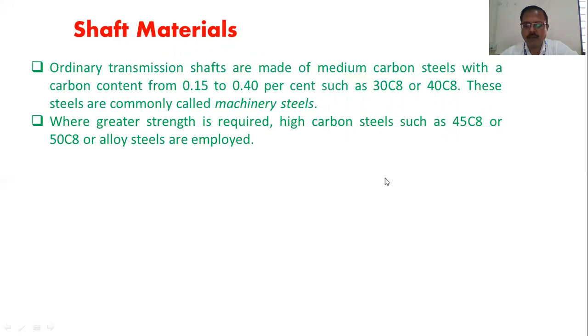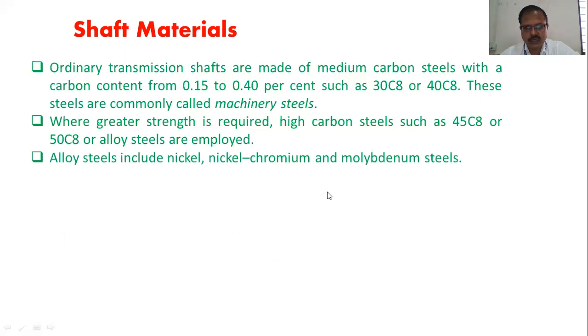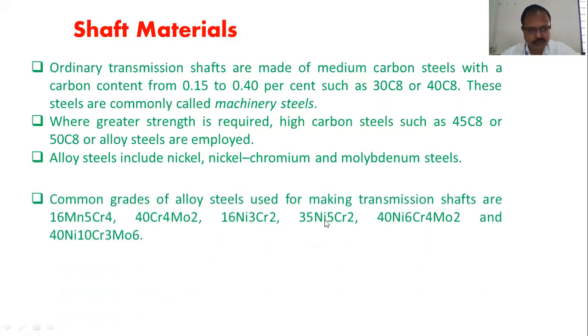Again, if the amount of strength desired is more, then we can go for high carbon steel, because high carbon steel imparts hardness on the surface, and therefore we can go for higher carbon content, that is 0.45 or 0.5%, if the amount of strength required is more. Again, for greater strength and special applications, we can use alloy steel, which includes nickel, chromium, and molybdenum as an alloying content in the shaft.